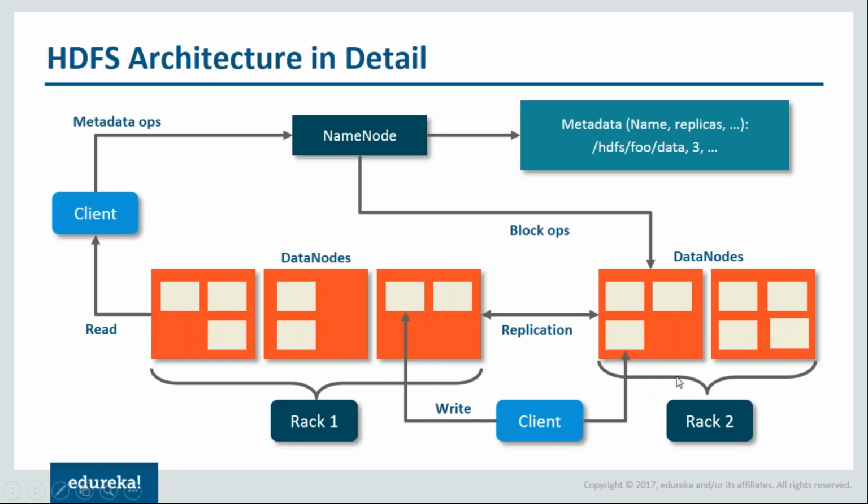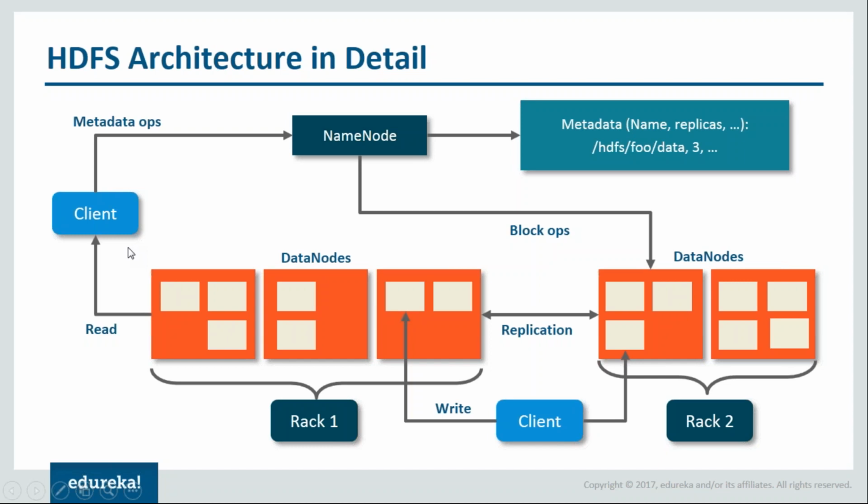So we have got different data nodes here, and we can set up different data nodes in racks. In rack 1 we have got 3 different data nodes, and in rack 2 we have got 2 different data nodes. And each of the data nodes contains different data blocks, because in data nodes the data is stored in blocks. We'll learn about that in the coming slides. So the client can request for either a read or write.